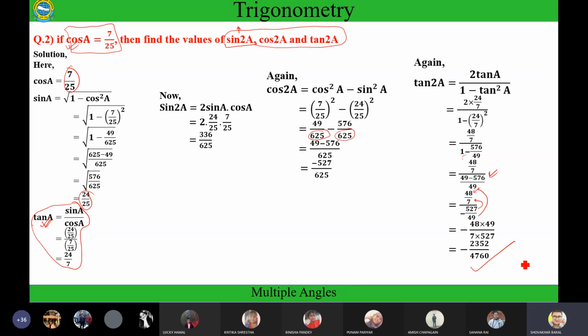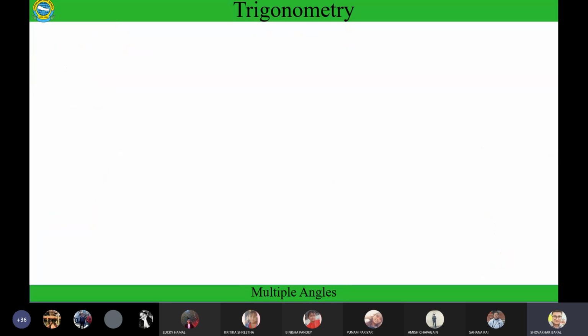Okay, I think you have copied it. Please let me know if you have not copied it. So let's go to the next question. Otherwise, if you have not copied it right now, you can copy it later also after seeing the files in the Teams section. Therefore, this is the answer: sin 2a, cos 2a, tan 2a.